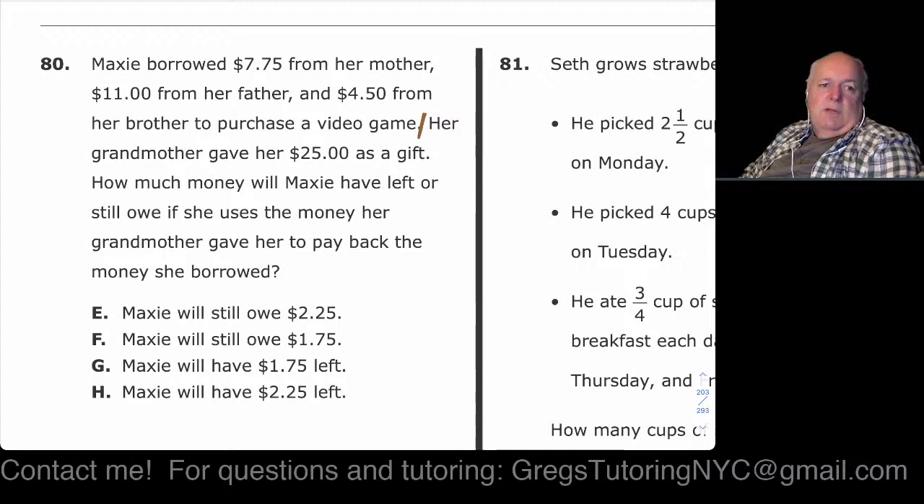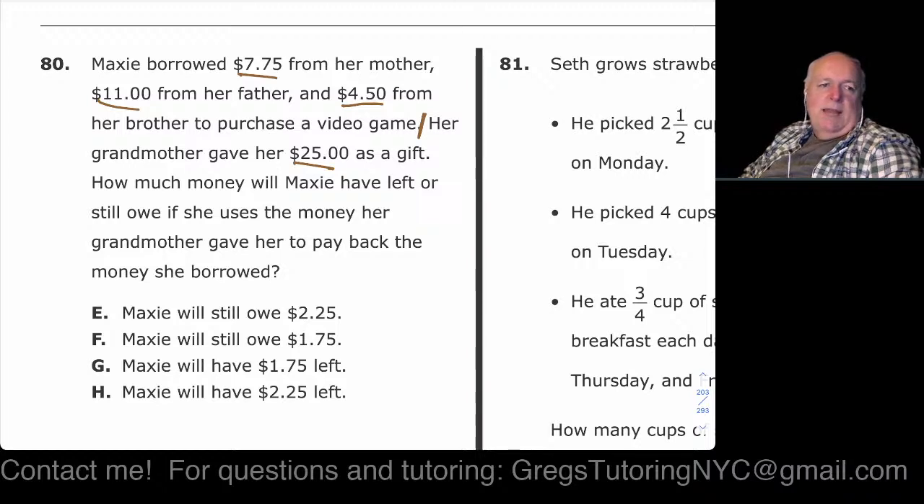Here we go. Her grandmother gave her $25 as a gift. So there's these 3 numbers. Actually, I don't want to circle that. I normally just underline these. Circling is for heads up kind of stuff. Most likely, we're going to have to subtract those from the 25. So grandmother gave her $25 as a gift. How much money will Maria have left or still owe?